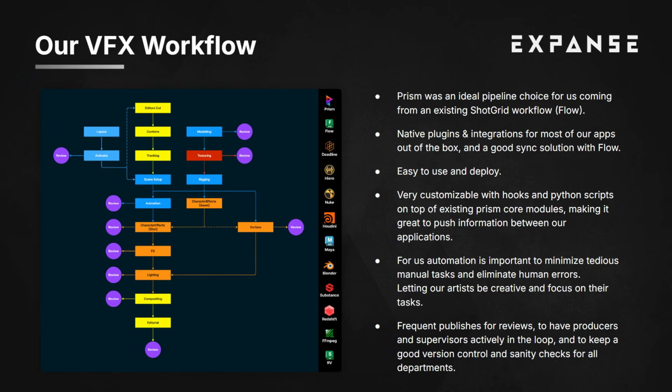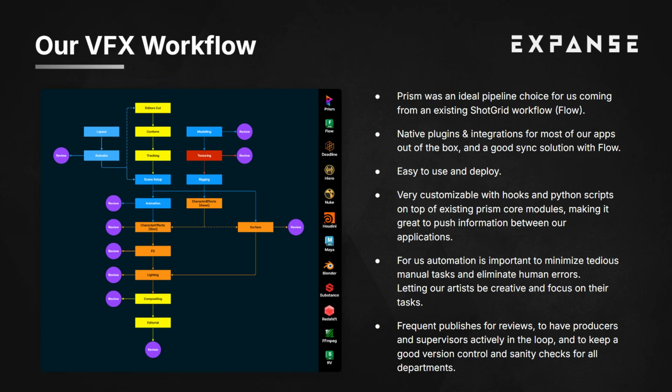So Prism was an ideal pipeline choice for us, coming from an existing ShotGrid workflow. We adopted early in Prism 1 and made a lot of custom tools that we have brought with us with Prism 2. And these developers have made a lot of good improvements that we look forward to implement in our future productions. So Prism has a lot of native plugins that just work with an integration with apps that we use out of the box, and has a very good sync solution with Flow. And it's very easy to use and deploy.